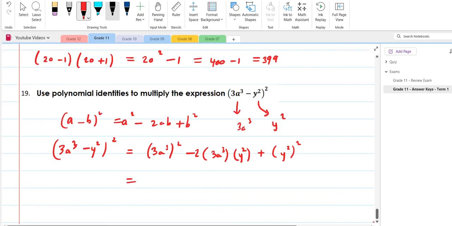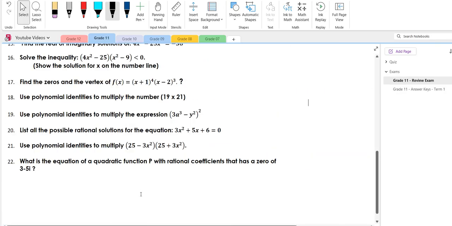Expanding all this, 3 squared is 9, a cubed squared is 3 times 2. Don't add, it's multiplying; raising a power to a power, we multiply, so a to the power 6. Next one, minus 2 times 3 is minus 6, a cubed y squared, and y squared squared is plus y to the power 4. That's your answer for the expansion using polynomial identities. Next question, number 20.